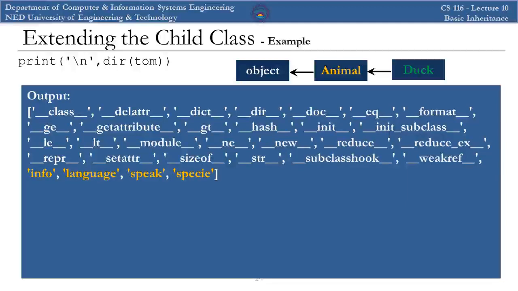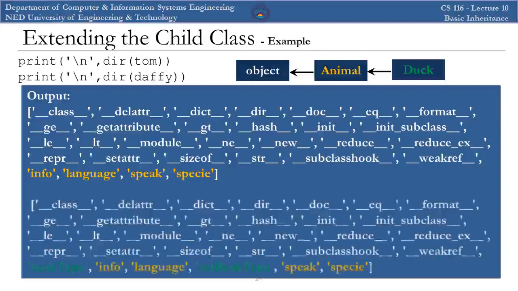Now let's run the same function dir for Defi. So this is going to be the statement. Actually, that \n is just there to make the output presentable. Here's the output. Now here you can see the green ones, set beak type and beak type. These are the two method and attribute respectively for class duck, right? Because these are the only two things that we defined in that class duck. And since duck is inheriting from animal, the yellow ones are from class animal, and here it is shown that these are part of that class duck because duck is inheriting from animal.